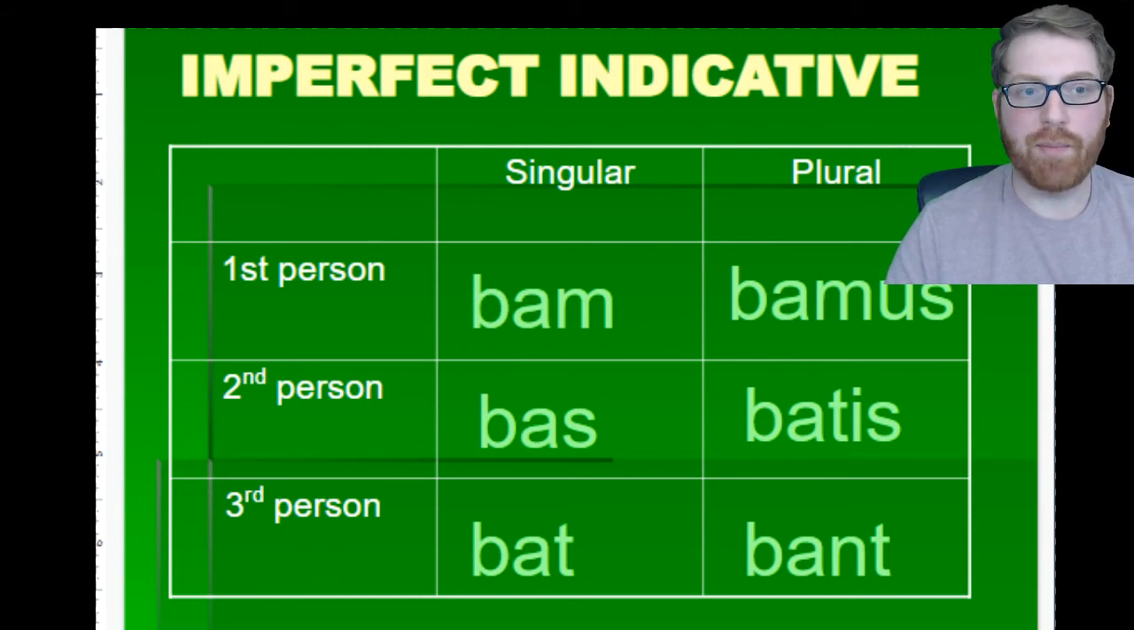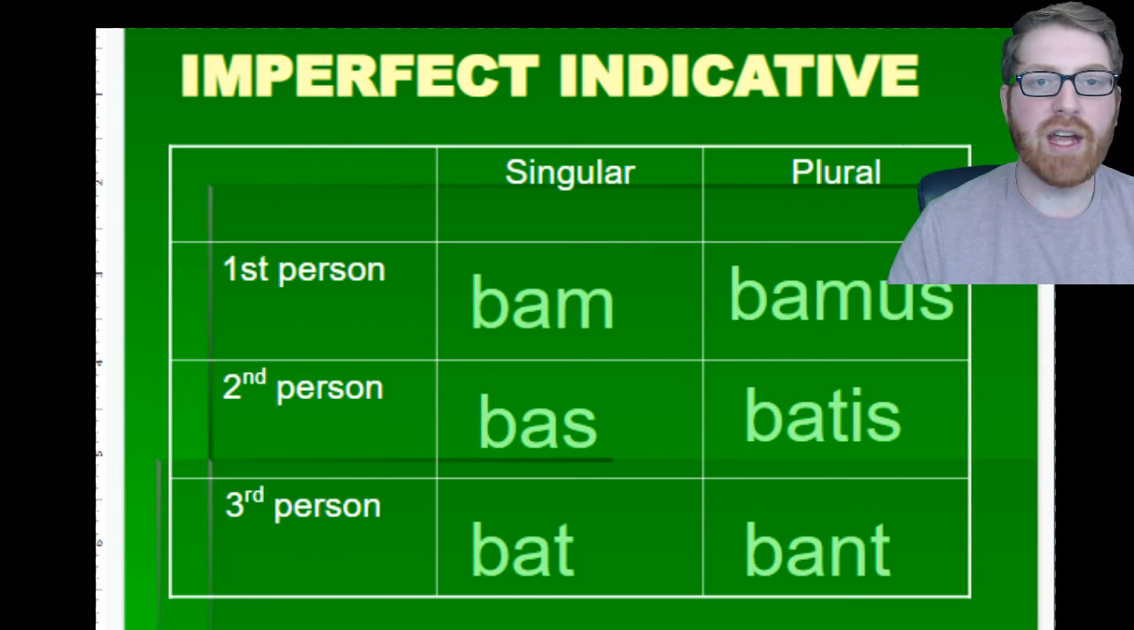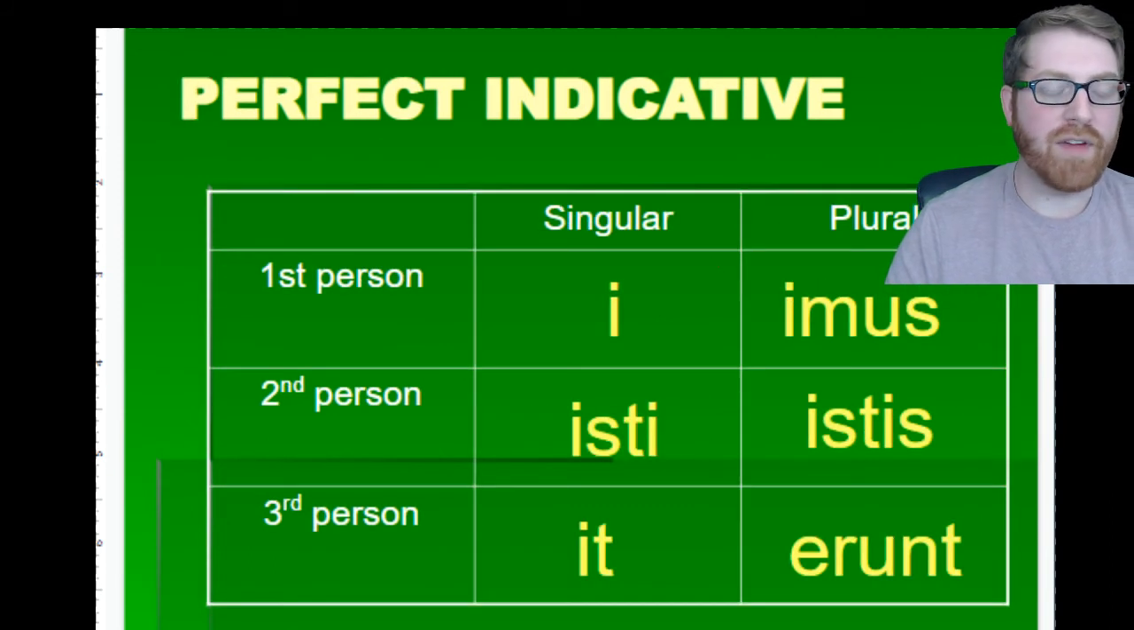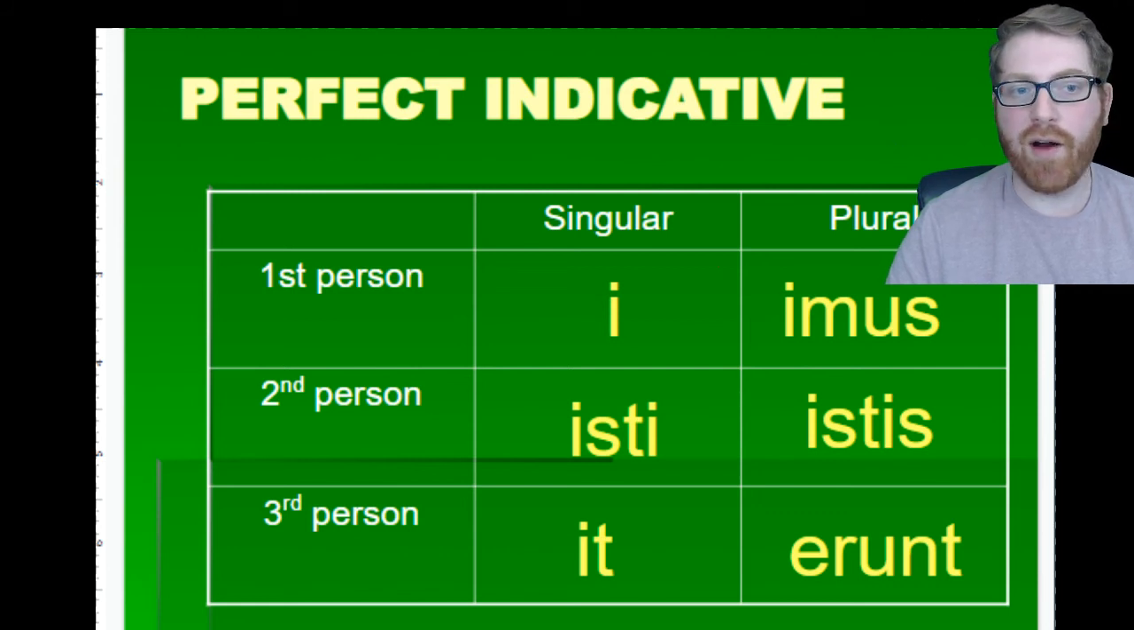All right, so this chapter, we're going to be paying very careful attention whenever you're translating or reading Latin to make sure that if you see a ba, you translate it as was blanking. If you see, as you'll see in the next slide, a v, an i, an isti, it, an imus, istis, or an erunt, you know that is in the perfect tense.